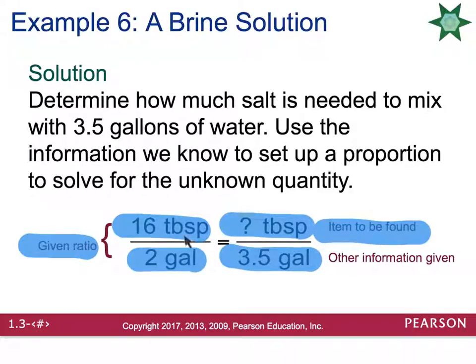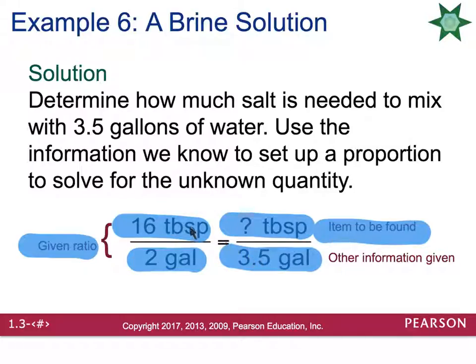Okay, so this fraction is called a ratio: 16 tablespoons in 2 gallons, and this is our other ratio: how many tablespoons in 3.5 gallons? Make sure you have your gallons in the same part of the fraction on each side. So we have gallons on the bottom, and tablespoons on the top on each side. This is called a proportion. We set two ratios equal.